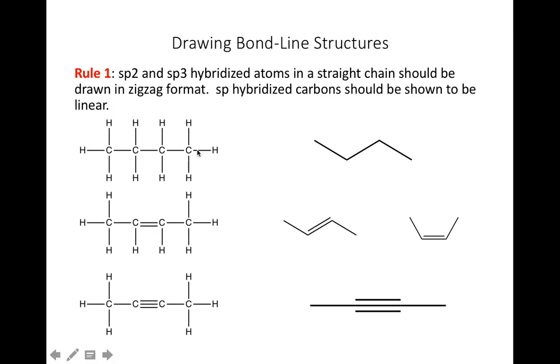So, when drawing and interpreting the bond line structures, sp2 and sp3 hybridized atoms in a straight chain should be drawn with the zigzag format, and then we have carbons on the endpoints and the corners. And the same thing is true for the sp2 hybridized carbons. So I've got to show the double bonds, but I can still use the zigzag format. For sp hybridized carbons, I've got a carbon here and here that is sp hybridized, and I've got to indicate that it's linear. I know there's a carbon here because the triple bond ends and then it turns into a single bond. So this junction between the triple bond and the single bond, I know there's a carbon right there.